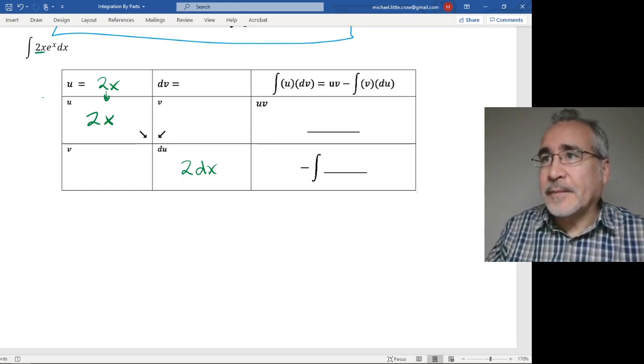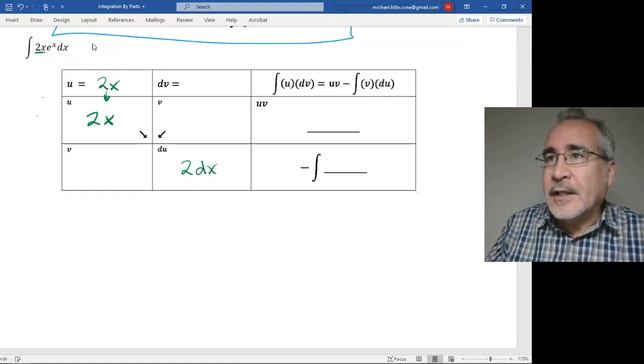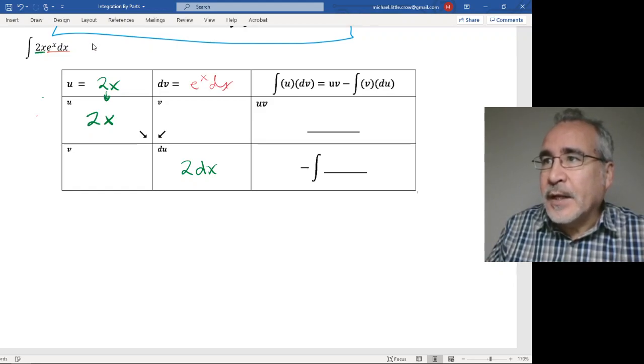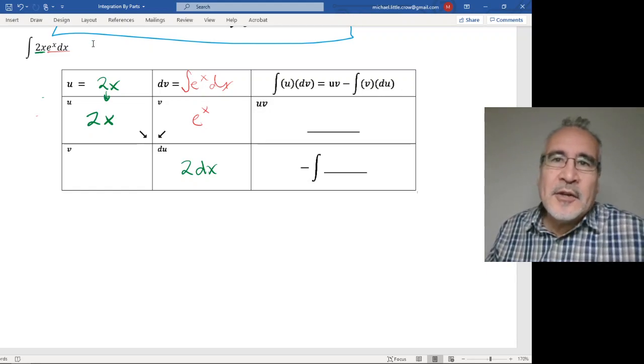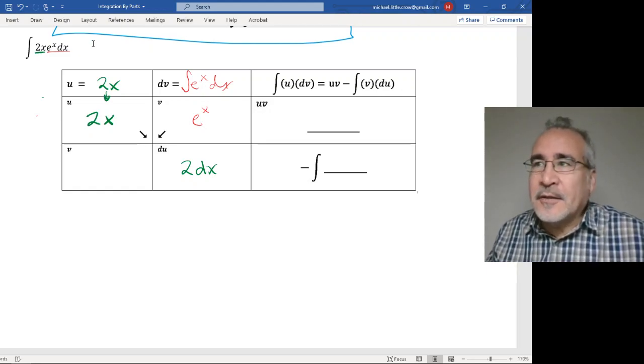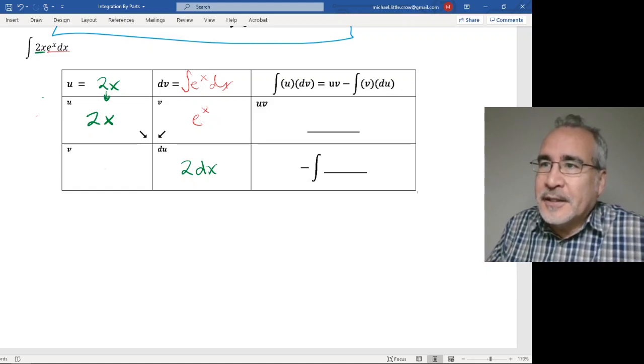So that's that part. The dv part, we're going to switch colors here. The dv part is all of this, e to the x dx. Remember, to get down to here, we go from dv to v. Well, how do you get there? You integrate. So integrating e to the x, we get e to the x. That's why I like e to the x. It's like it knows who it is. Whether it's an integral or differential or just being itself, it's always itself. It's kind of cool.